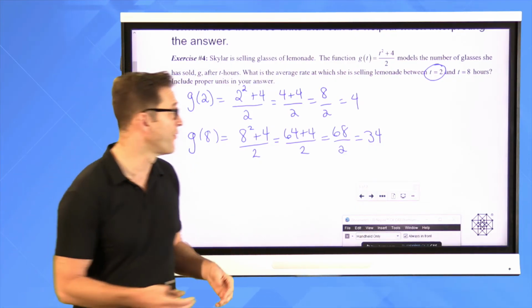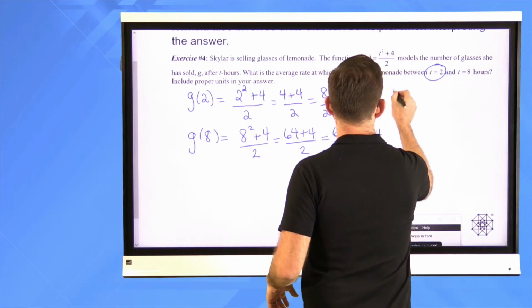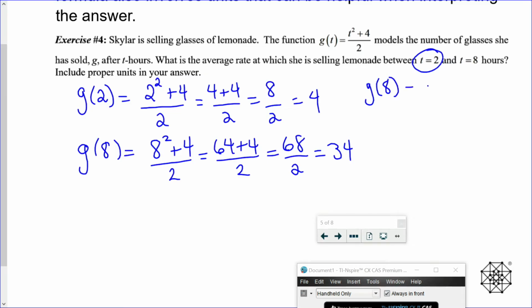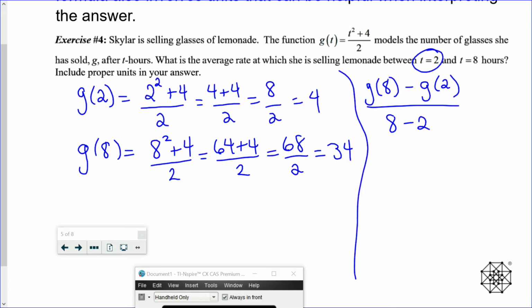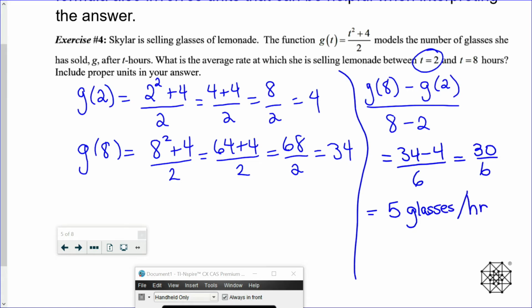But the way the formula looks is g of 8 minus g of 2 over 8 minus 2, which is 34 minus 4 over 6, 30 over 6, which is 5 glasses per hour, right?